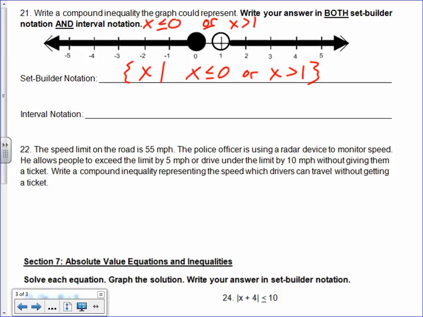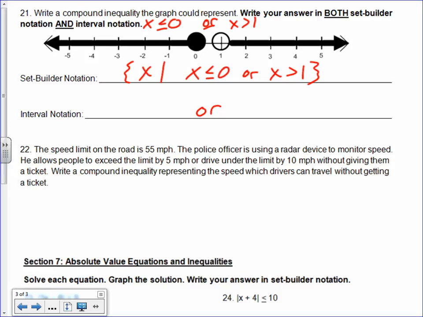Now, in interval notation, we're still going to have 2 of them. We'll have to write one for each. Interval, remember, you use parentheses if it's a less than or greater than. You use a bracket if it's greater than or equal to or less than or equal to. So if you look for the first one, x is less than or equal to 0. And really the graph might help.